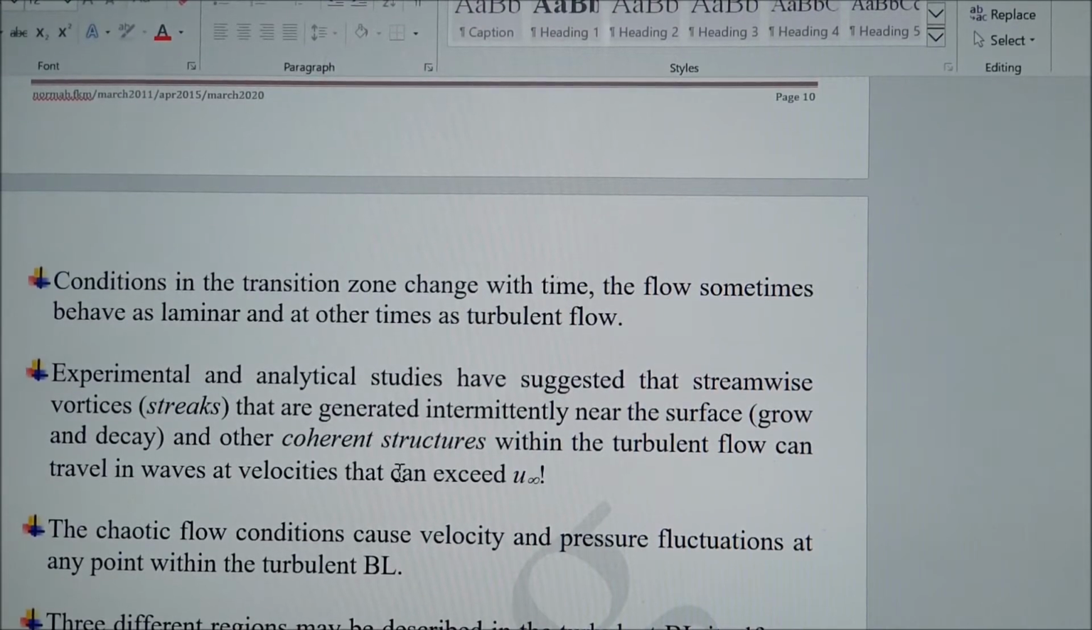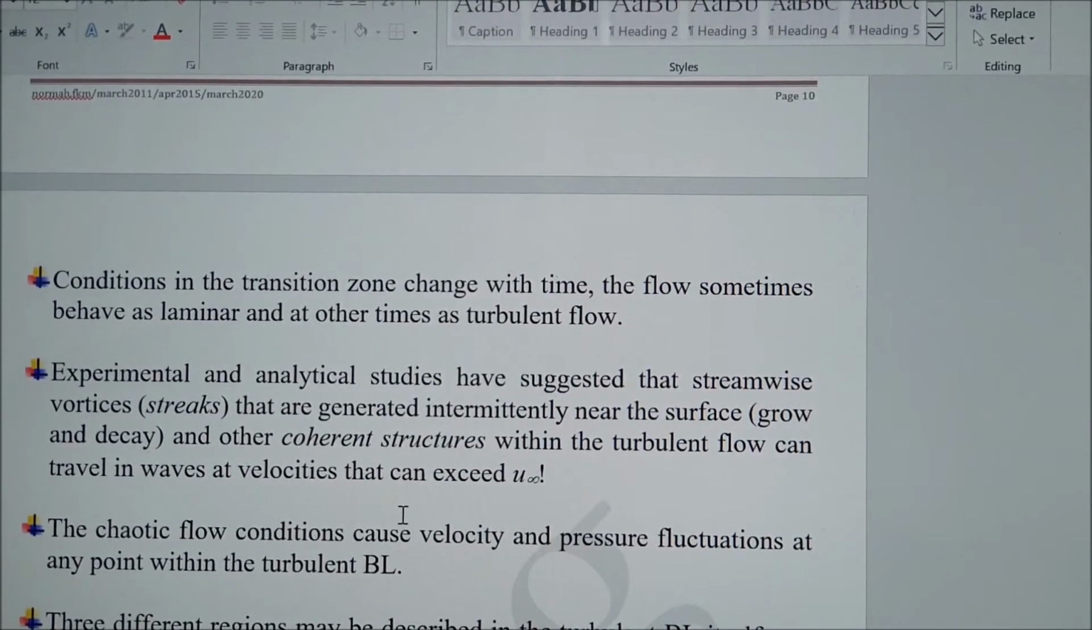Experimental and analytical studies have suggested that streamwise vortices are generated intermittently near the surface. They grow and they decay, and other coherent structures within the turbulent flow can travel in waves at velocity that exceed the streamwise velocity, nu infinity.